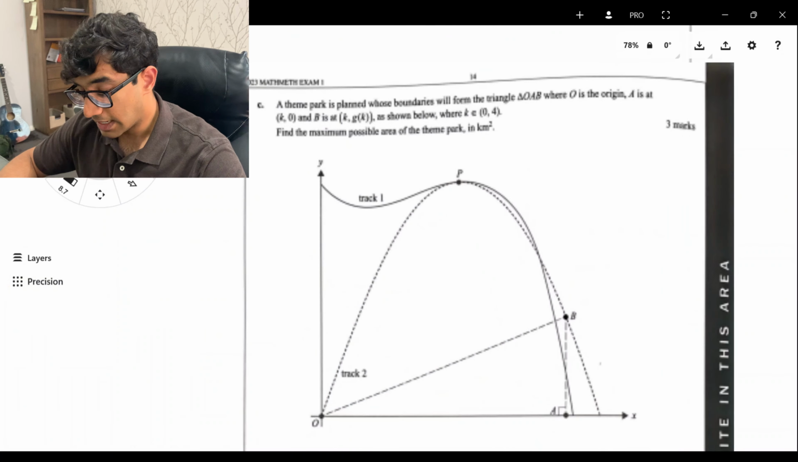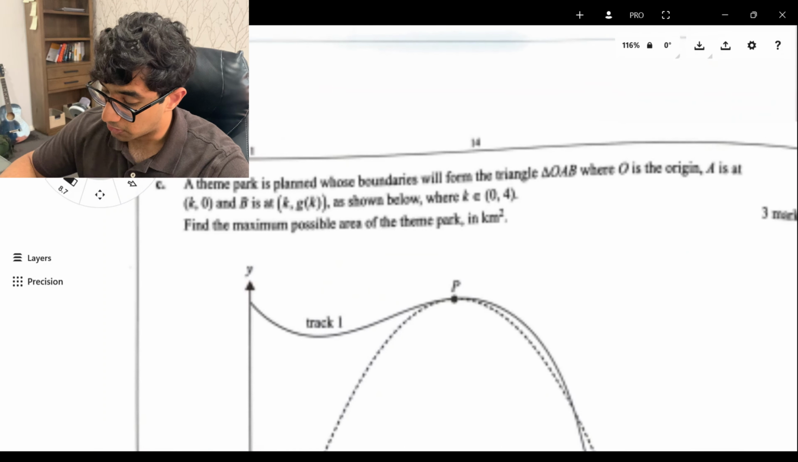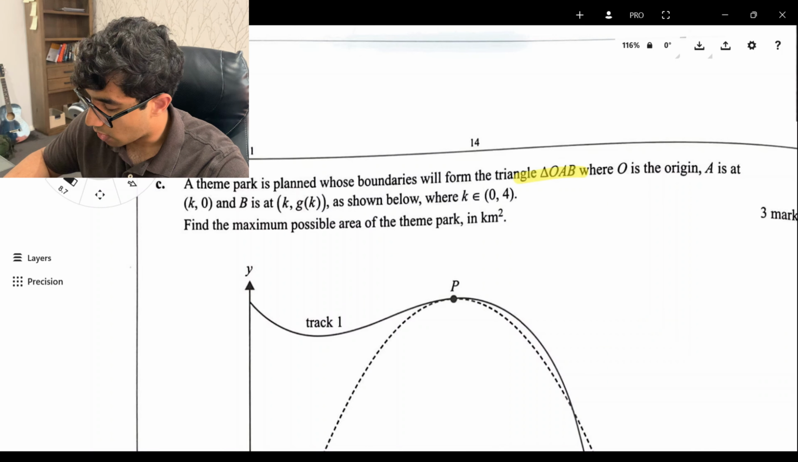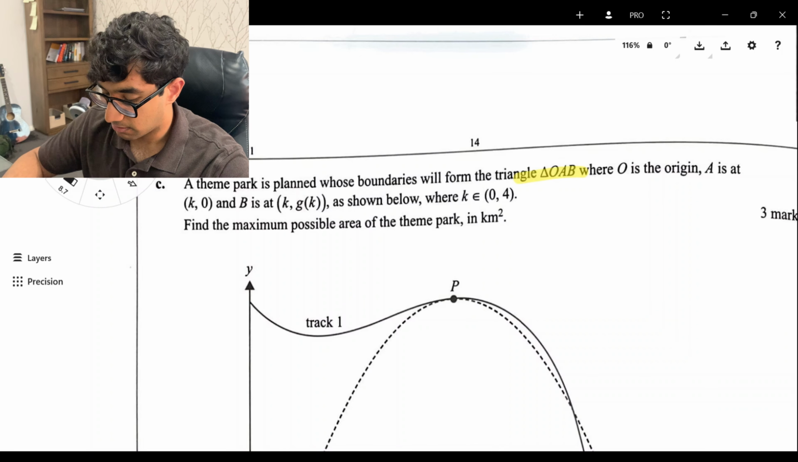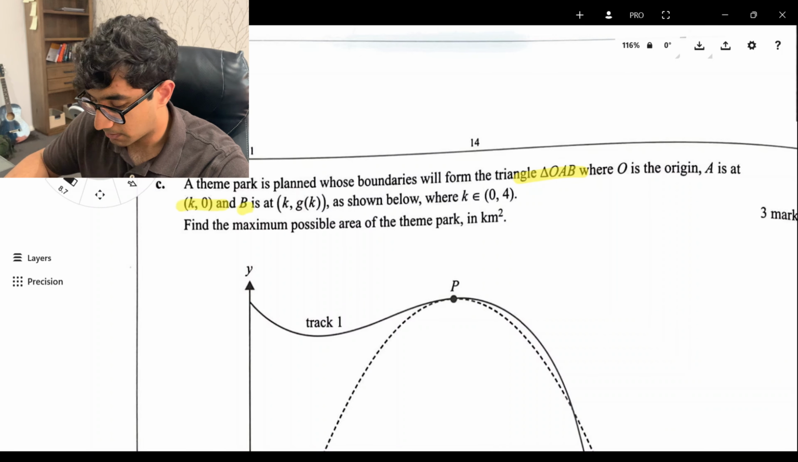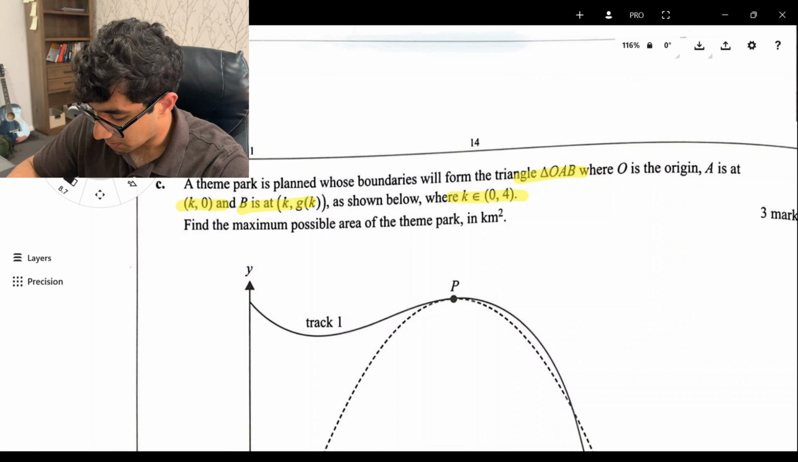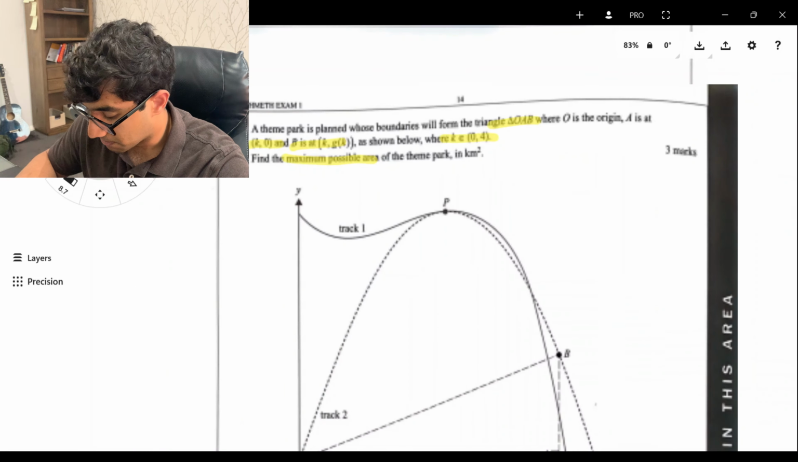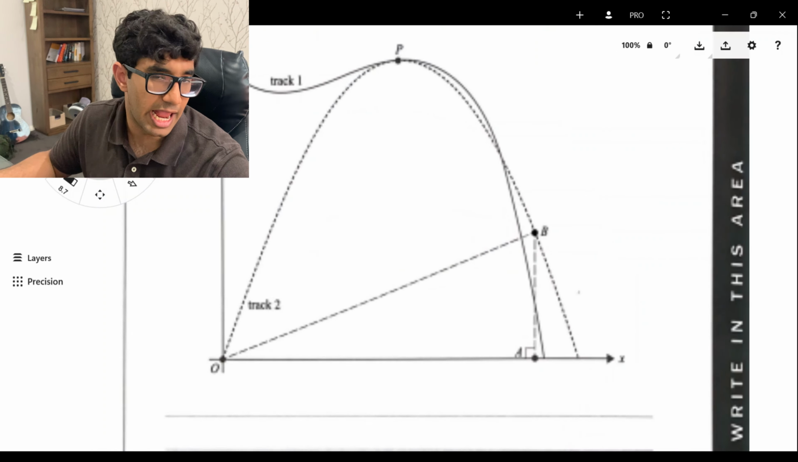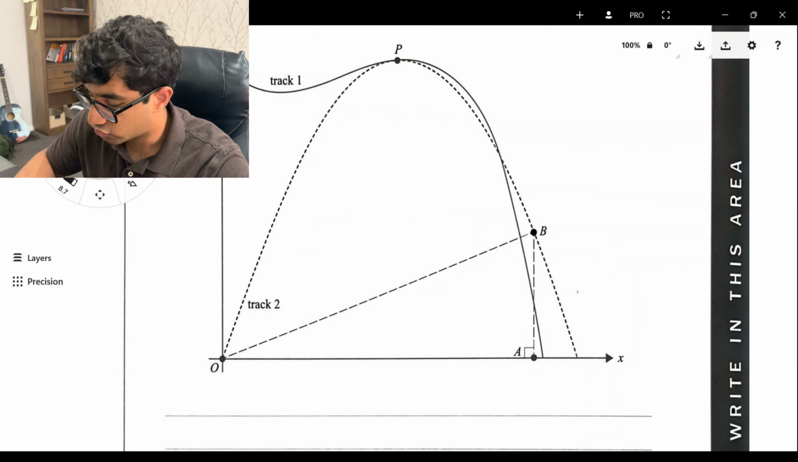Okay, so a theme park is planned whose boundaries will form this triangle, where O is the origin, A is at this point, and B is at this point. And K can be between 0 and 4. Find the maximum possible area of the theme park. So first things first, I need to find an expression for this triangular area.